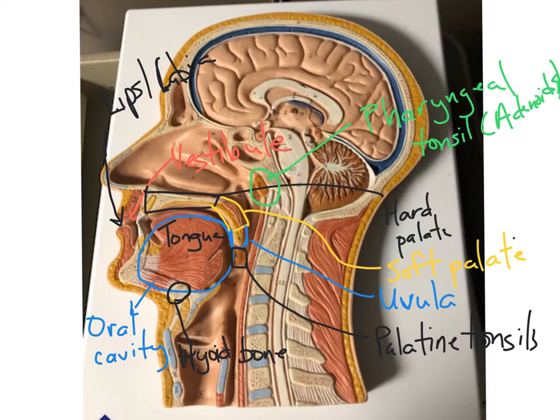All right, and then our last set of tonsils are called the lingual tonsils. They are located under the tongue. So we have our tongue here. So you see this little triangular structure located there. That represents the lingual tonsil.